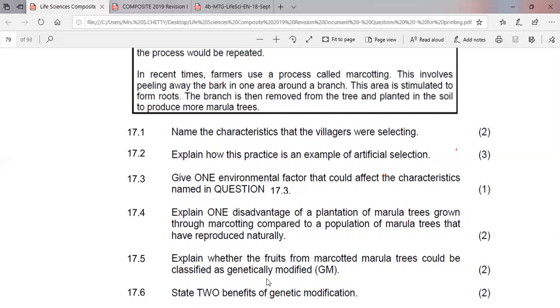State 2 benefits of genetic modification. Can they ask it here? Yes, because genetics falls in the same paper as evolution. So let's look at the answers.